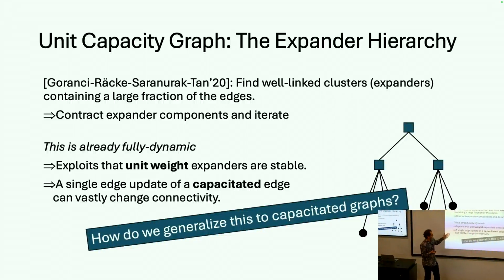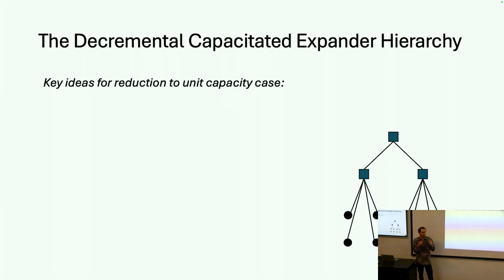So how can we get this to work for a capacitated graph? Well, we reduce to the unit capacity case, first for a graph that only gets edge deletions. And this is a standard trick in dynamic graph algorithms. You want to solve the problem for a fully dynamic graph, you first pretend there's only deletions, and then you later on with an additional layer deal with the insertions. And if there's only deletions, then this problem of deleting and reinserting an edge of huge capacity cannot occur, because you can only delete it once.